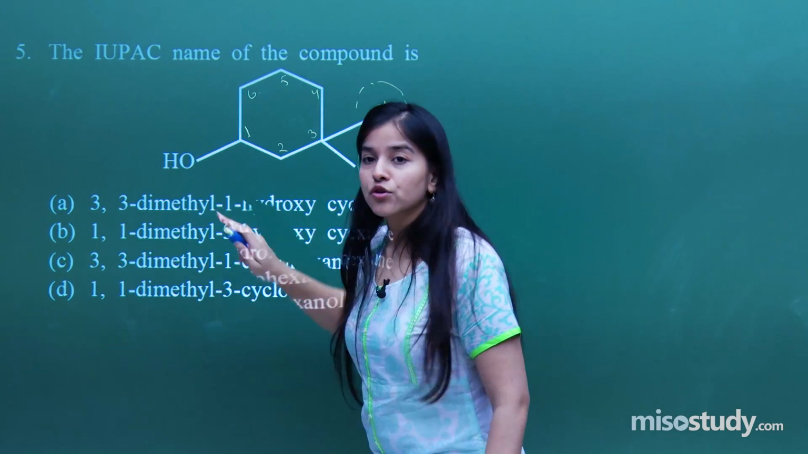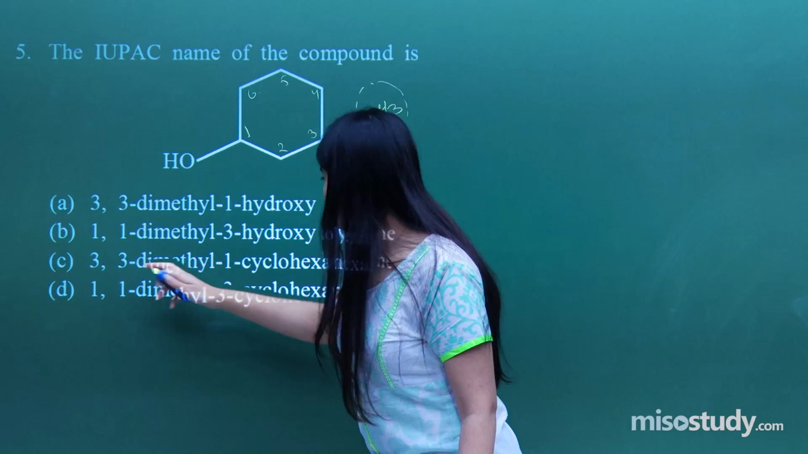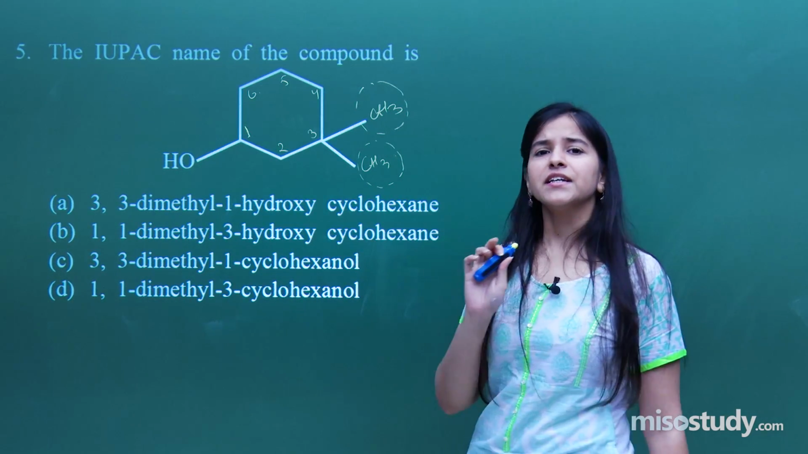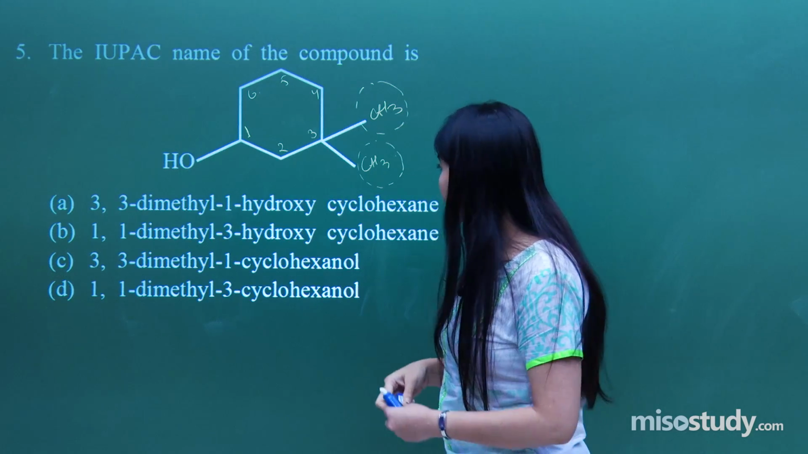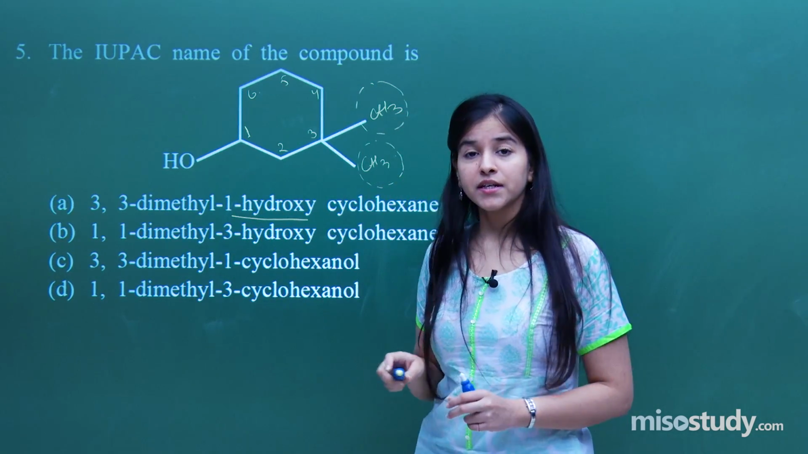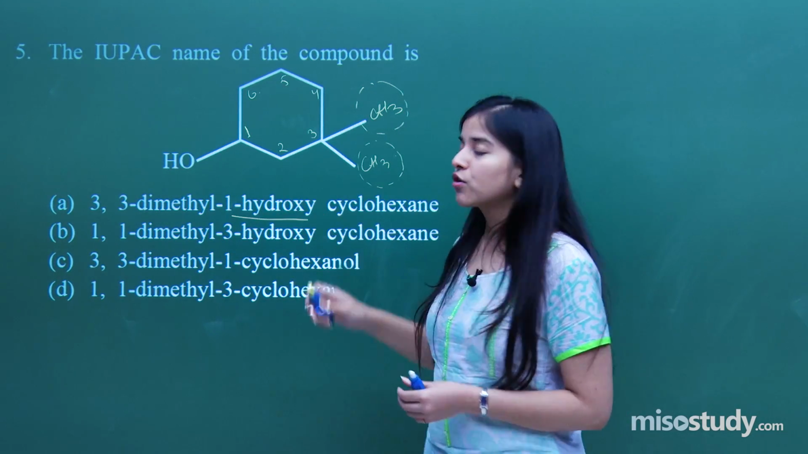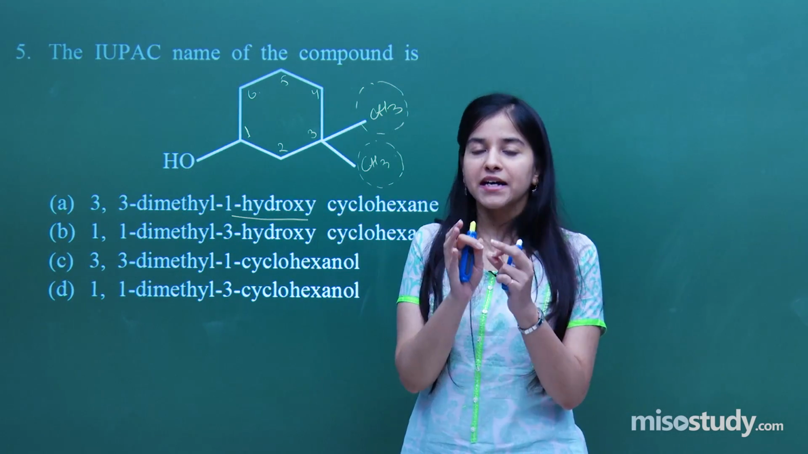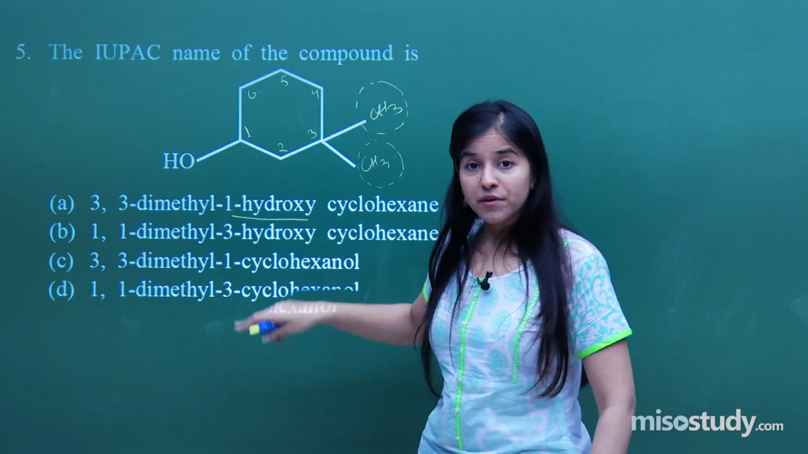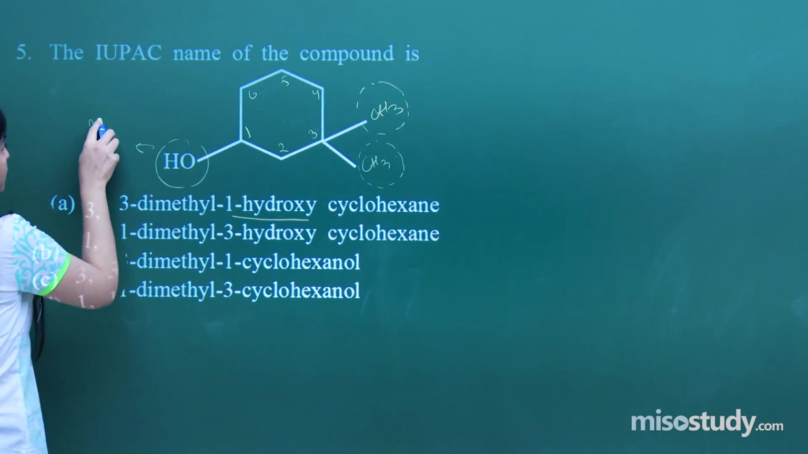On the first I have got ol. Also a cyclic ring. So it would be 3,3-dimethyl 1-cyclohexanol. Definitely that will be our answer. Why haven't we mentioned 1-hydroxy? Can you just tell me? We haven't mentioned 1-hydroxy because whenever I am numbering that carbon as 1 which is attached directly to the non-terminating group, over here this very group is non-terminating.